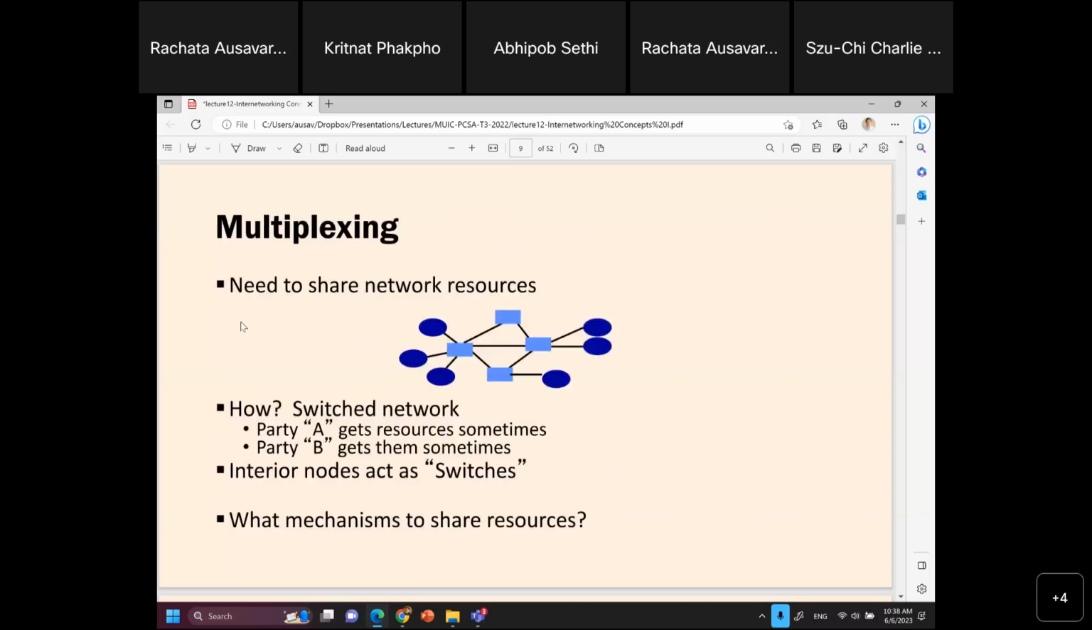Another thing I need to share, the keyword is multiplexing. Multiplexing is, well, network resources are shared, and I have multiple parties that want to use the resource. Who gets to use it when? Sometimes party A gets to use it, sometimes party B gets to use it. It's being multiplexed. Now, what would be the mechanism that would allow you to share the resource and how to multiplex this resource?